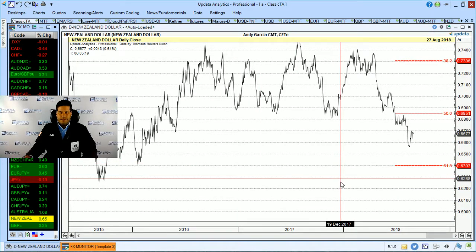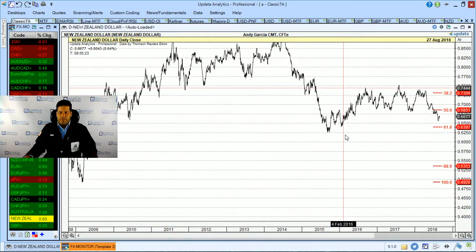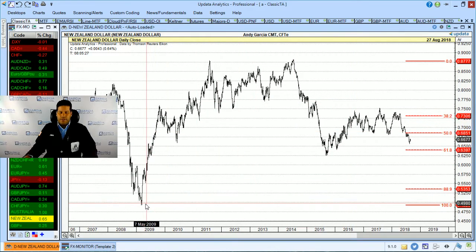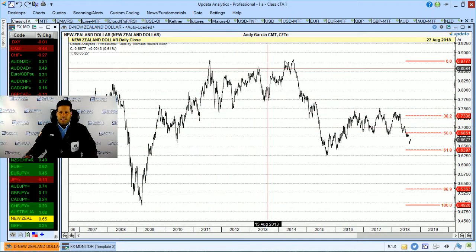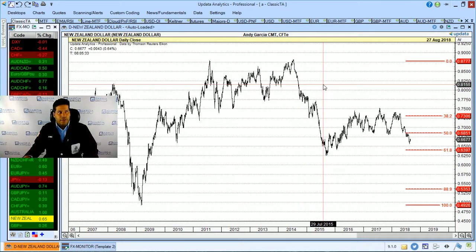Here's the Kiwi. Same kind of expectation here. Now the move that I'm looking at goes all the way back. The same thing, this 2008 low to the 2015 high, the 2014 high. Same thing as the Australian dollar.